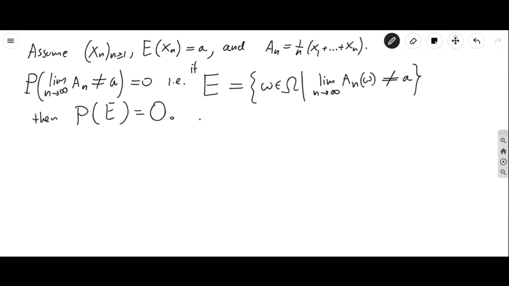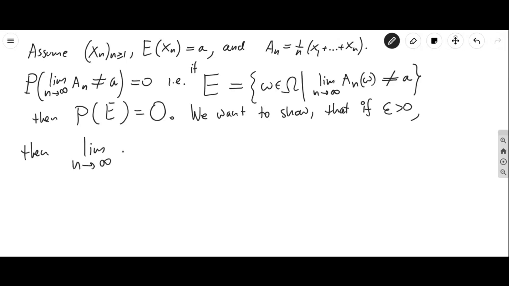And what do we want to show? We want to show that if epsilon is bigger than 0, then if we were to calculate these limits coming from the weak law of large numbers, then these are equal to 0. We want to show this is satisfied for every positive epsilon. So basically, if a sequence of random variables satisfies the strong law of large numbers, then it also satisfies the weak law of large numbers. So that's what we want to prove.